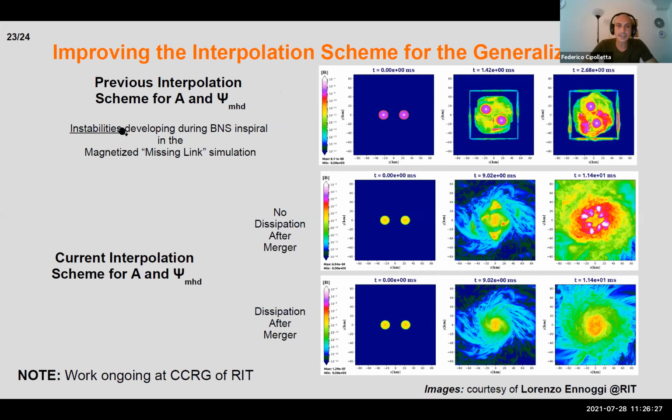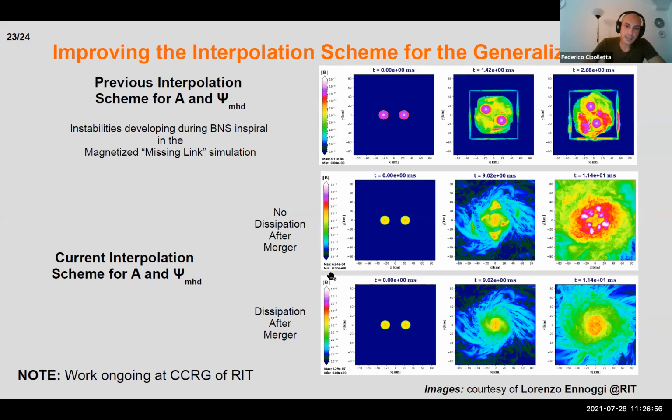And you can see that in our first release of the code, we had some problem with the vector potential. You have here the norm of the magnetic field at the refinement boundaries. So there was some spurious magnetic field created. And so for such a simulation, we could not avoid using dissipation.